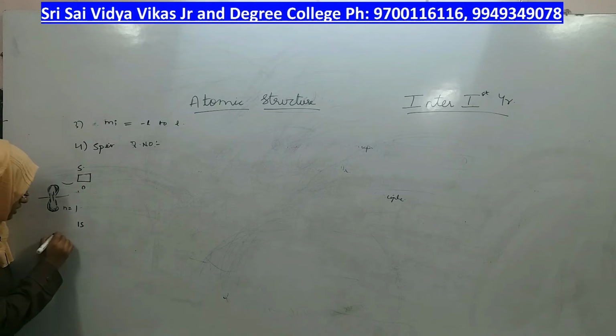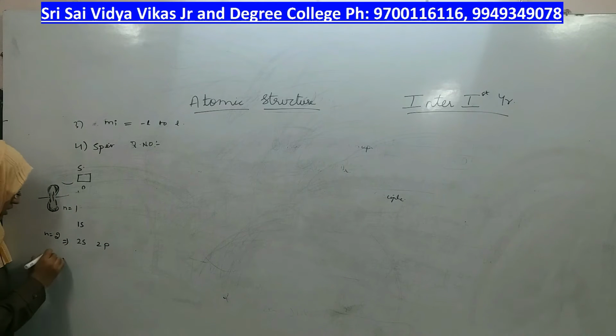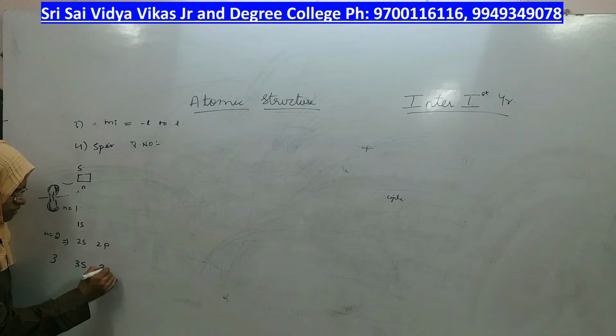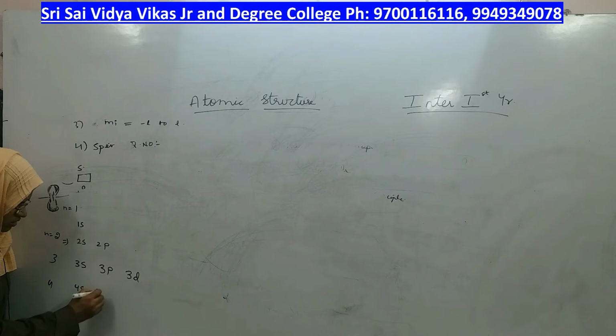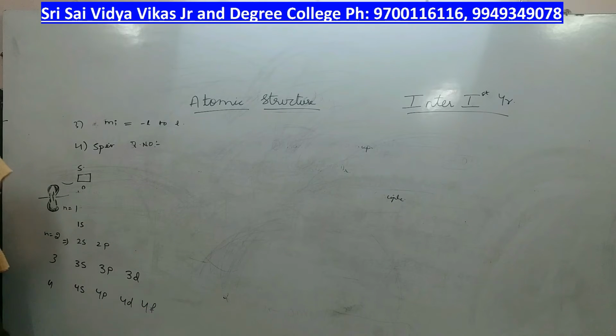The second principal quantum number has two subshells, 2s and 2p, right? The third principal quantum number has 3s, 3p, 3d, right? The third main shell means 3 subshells, the fourth main shell means 4s, 4p, 4d, 4f, right? 4 subshells. These are the subshells and orbitals inside each main shell.